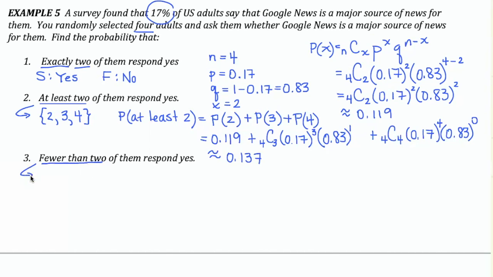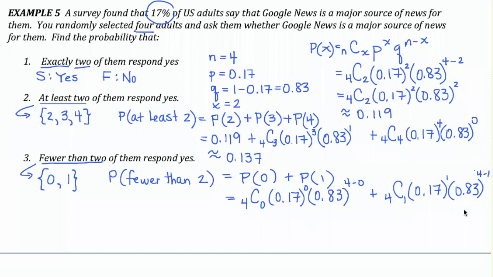And fewer than 2 say yes. Okay, what outcomes would mean fewer than 2? Would mean less than 2. If I want less than 2 people who said yes, either I want 0 people to say yes, or I want 1 person to say yes. I do not want to include 2, however, because fewer than 2 must be less than 2. So to calculate the probability that fewer than 2 say yes, I need to calculate the probability of 0 plus the probability of 1.